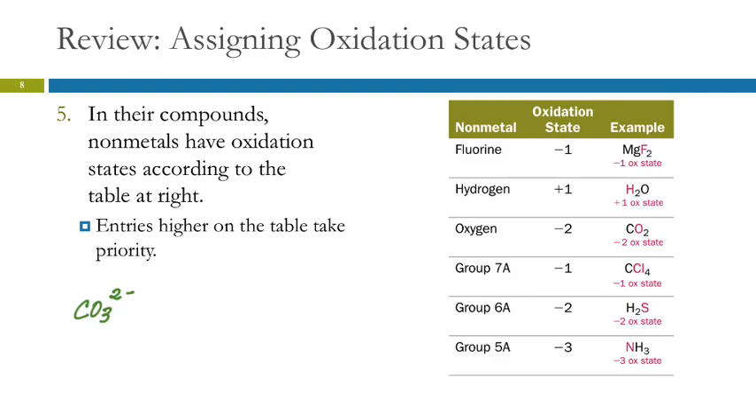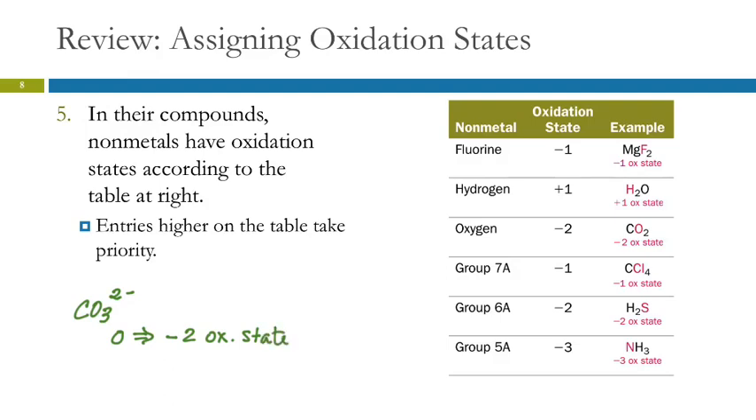Well, there aren't any metals, so we go through the list: fluorine, hydrogen, oxygen. No fluorine, no hydrogen, but there's oxygen. What charge would oxygen have as an ion? -2. So that's what oxygen chooses as its oxidation state. So the oxygen is going to have a -2 oxidation state.